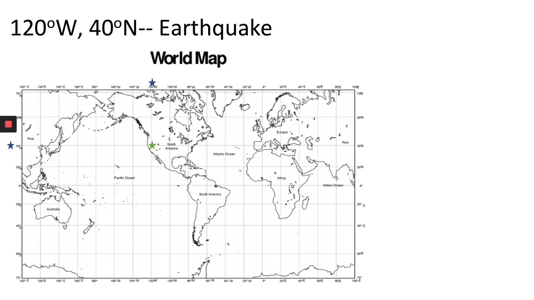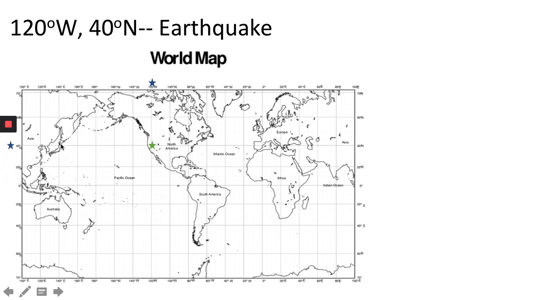We're going to do the same for our first set of earthquake coordinates. So again, the first set is 120 degrees west. So 0, 20, 40, 60, 80, 100, 120 degrees west. There's my blue star. And then 40 degrees north, again 0 for the equator, 20, 40 degrees north, blue star.